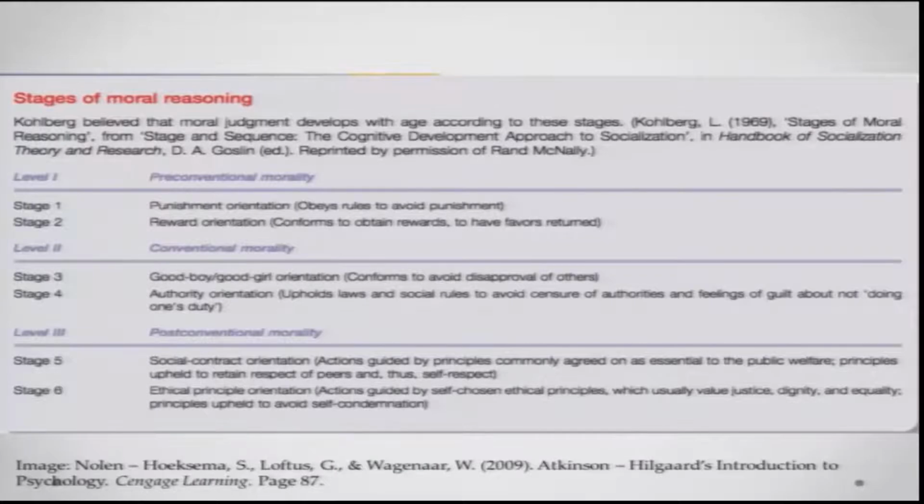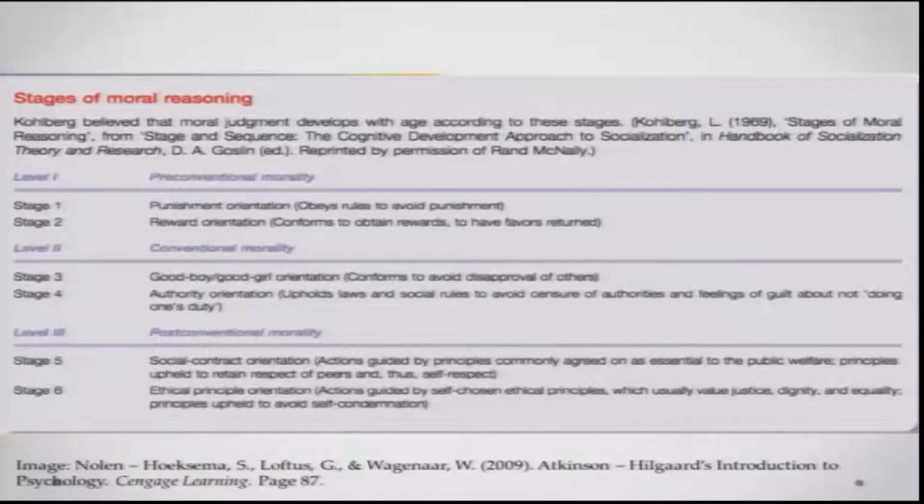Now the third is the post-conventional morality, and this is when children have achieved a certain degree of maturity. Then they start looking at things with a social contract orientation. Actions are guided by principles commonly agreed on as essential to the public welfare, and these principles are upheld to retain the respect of peers and thus also self-respect. So now you are not hurting animals, not because somebody will punish you, but because you want to be seen as a kind person. You are aspiring to a personal goal of kindness, and that is why you are not doing it.